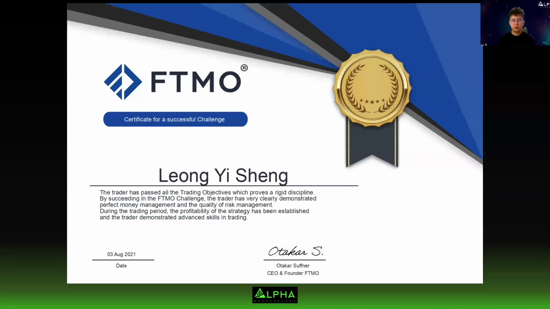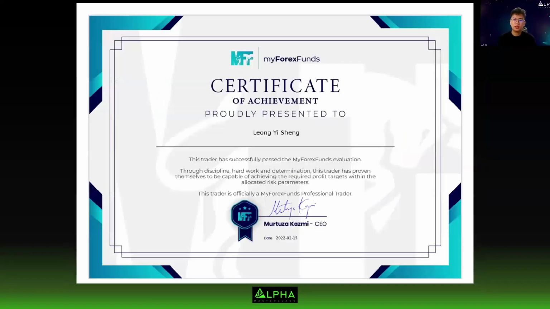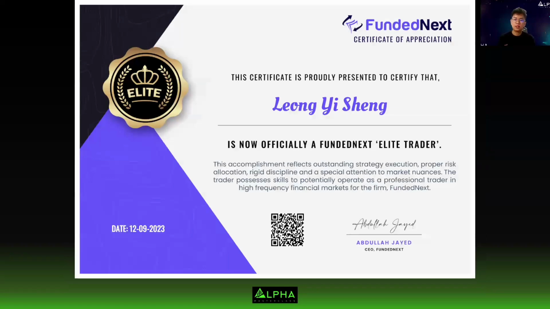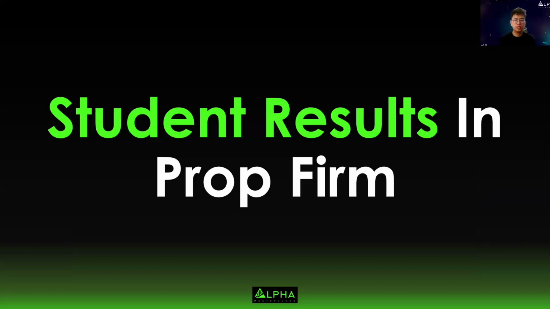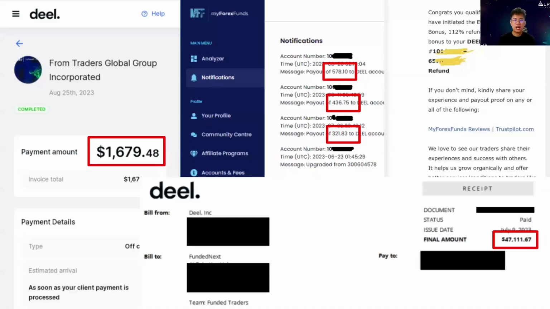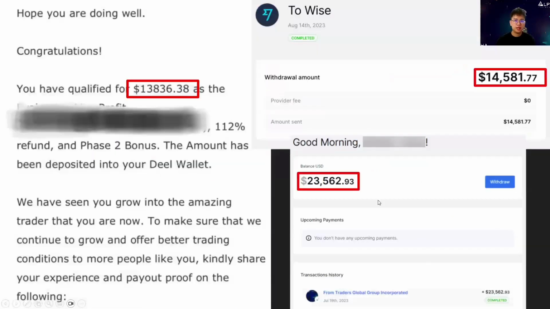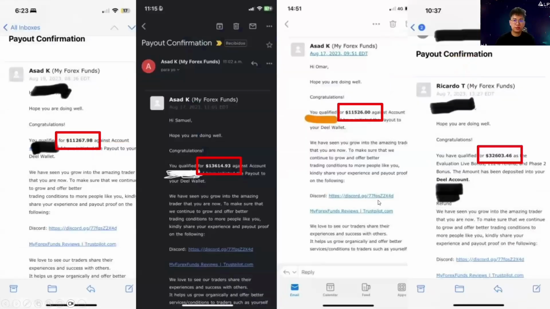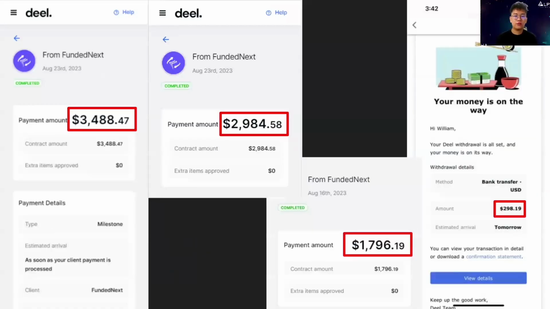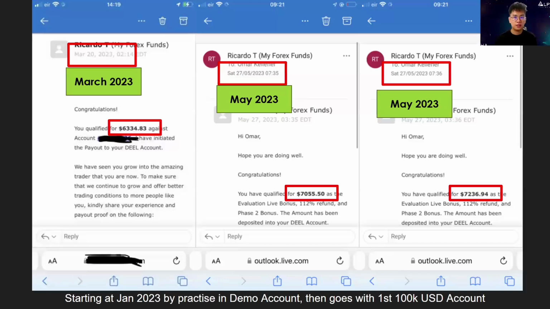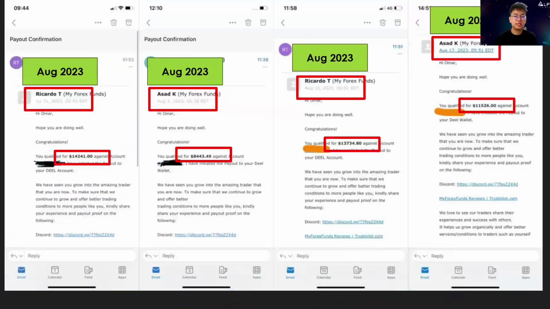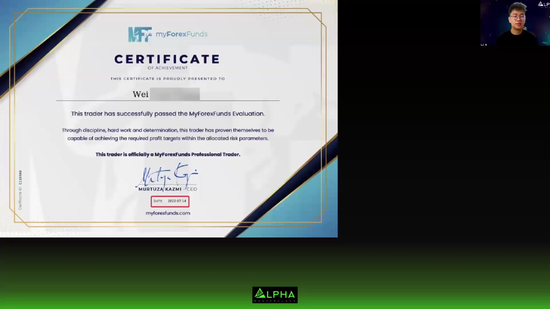So these are the certificates that I've been through in the past. These are all the prop firm certificates. But the most important thing is that the students are achieving results. They are having withdrawals. These are all of their withdrawals in the past, profiting 10,000, 20,000. You can even withdraw $10,000 per month. Even some beginners make about 1,000, 2,000. All right, these are all consecutive withdrawals from the prop firms.